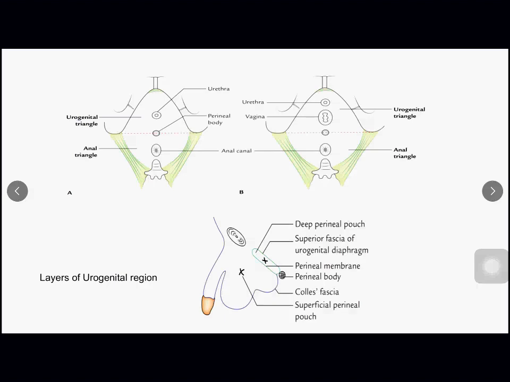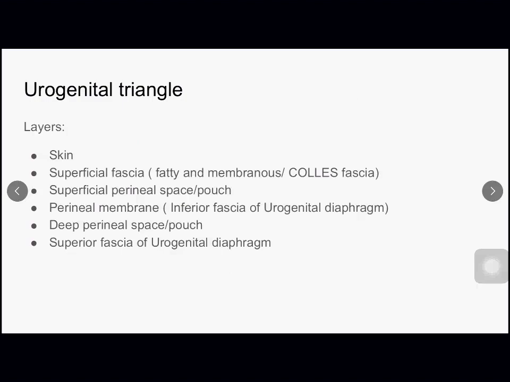So what will be present in this urogenital triangle? Just to give you a rough idea, in males you have the penis, scrotum and the urethra in the urogenital triangle, and in females you have the urethra and vagina in this urogenital triangle. Now let us move on to the layers of the urogenital triangle.